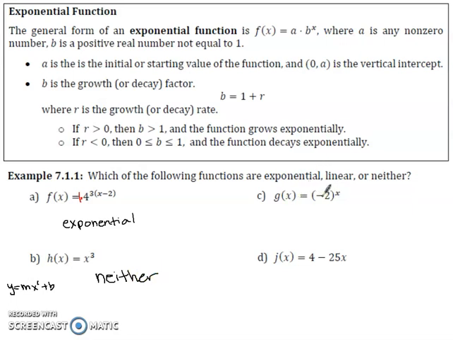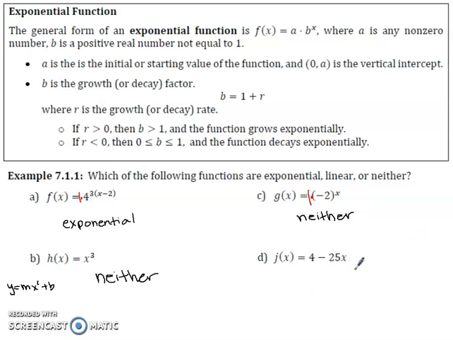C, I have a base of -2 raised to the power of x. So if I write in my a here, a would be 1 multiplied by a base of -2, and x is in the exponent. However, I must have a positive base, and in this case my base is -2. So it doesn't quite satisfy the conditions for exponential. Neither is it linear because it doesn't follow y equals mx plus b. So C, I'm also going to say, is neither.